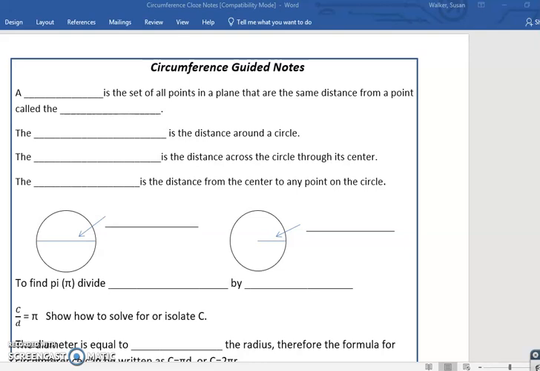So we're going to complete some guided notes over circumference. This has to do with the lesson that we did on the Friday before we got out for winter break. And so we're going to start with some definitions up here.